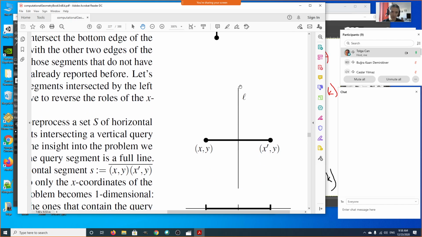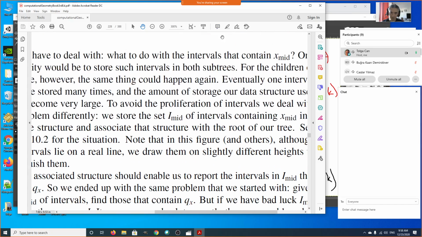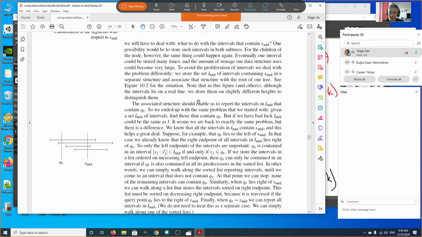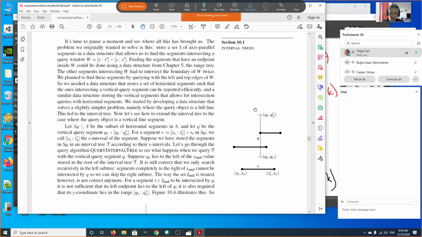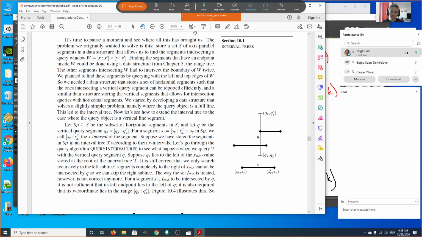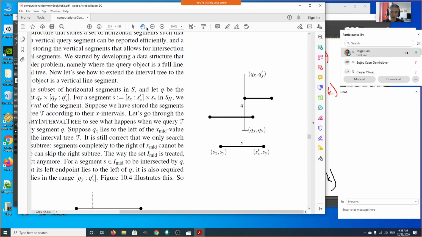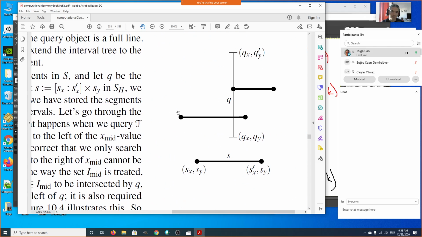This is like the left boundary. Actually, the left boundary has some bounds. Let me show you a different figure. We should have a figure that shows the problem we're trying to solve. I guess like this. The problem we try to solve turns into a problem like this. We are given a bunch of line segments, identified by two endpoints, sx, sy, and s prime x and sy.